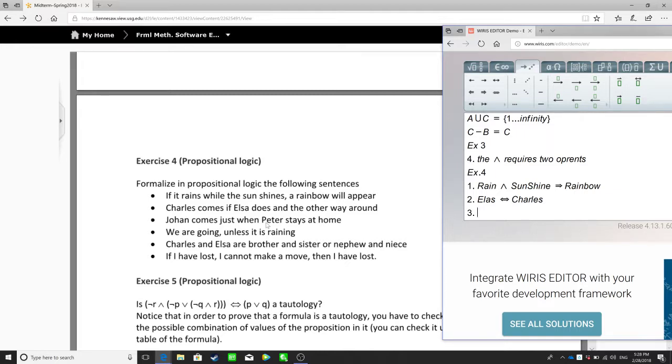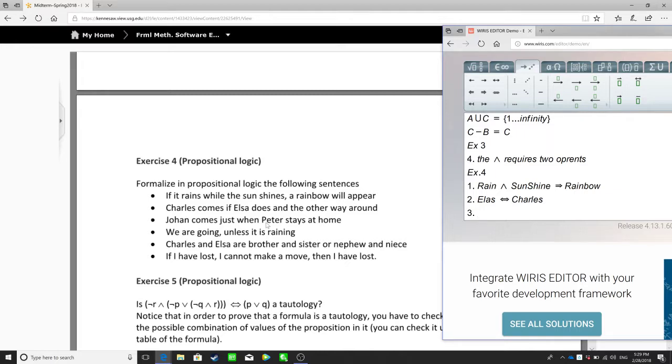Because the statement as written doesn't say anything about whether or not Peter actively avoids showing up if John does. Just when Peter stays at home. So Peter stays home and John comes. That's not actually an only-if thing.